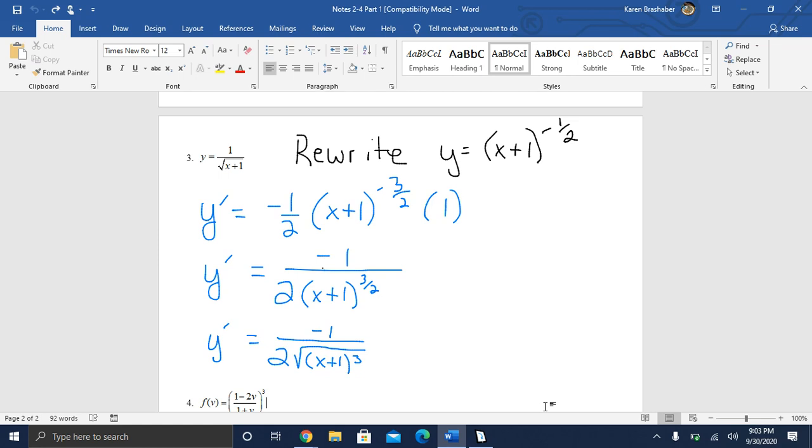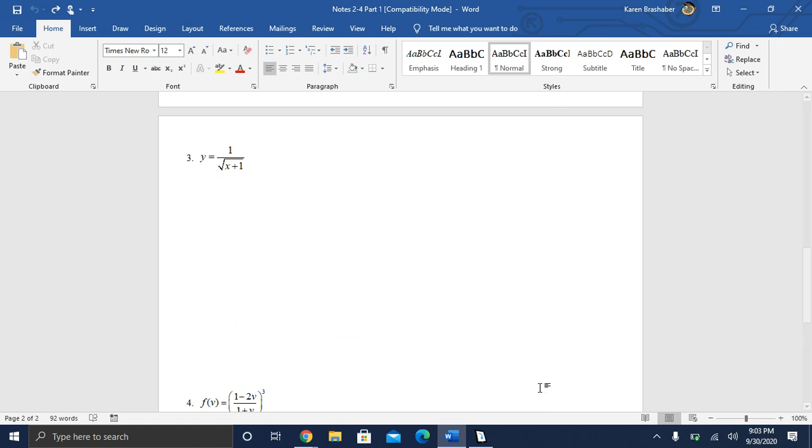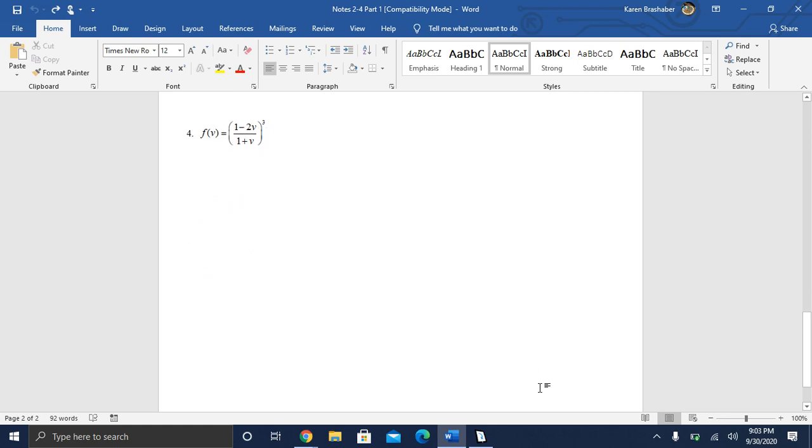And then finally, we have number 4. So I'll clear out number 3 and scroll on up for our last example. And on problem 4, you have a power. So once again, we could multiply this out, but even then, you've probably got a fraction to deal with. So really, there is no rewrite. We simply just need to start right in, and we can apply the chain rule.